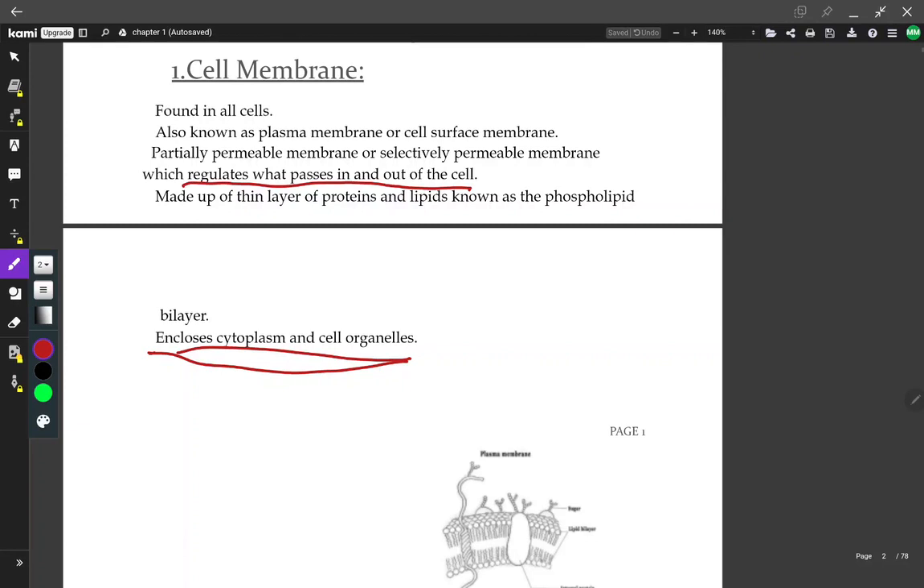The cell membrane is made up of a thin layer of proteins and lipids. By the way, lipids are fats, known as the phospholipid bilayer. So the cell membrane is also known as the phospholipid bilayer. Why? Because it's made up of a layer of proteins and lipids. Okay?